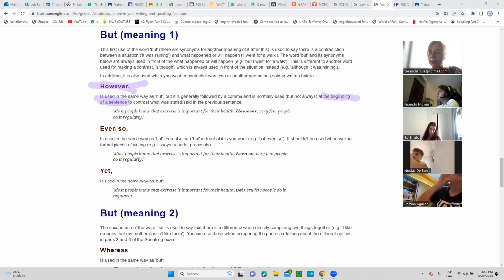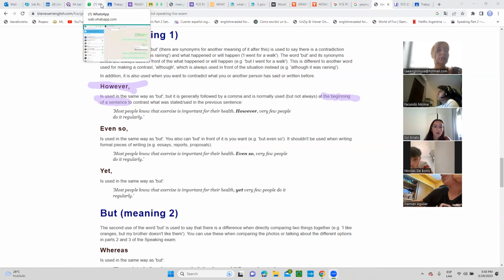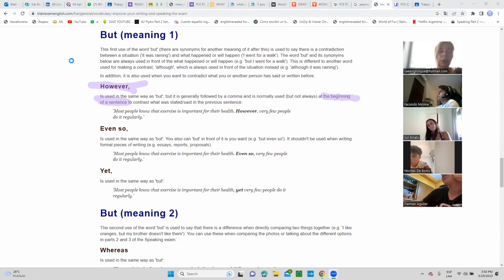Can you read the example, please, Sol? Most people know that exercise is important for their health. However, very few people do it regularly. Very good. So here you have one sentence, and then however, comma, and here you write the contradiction.